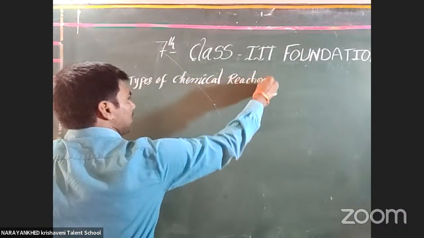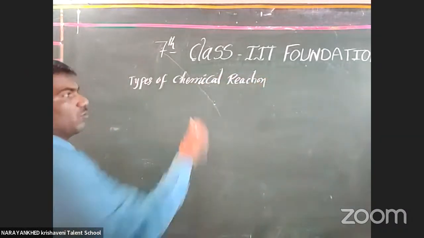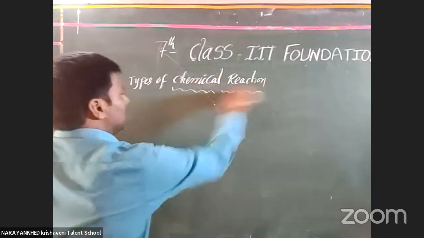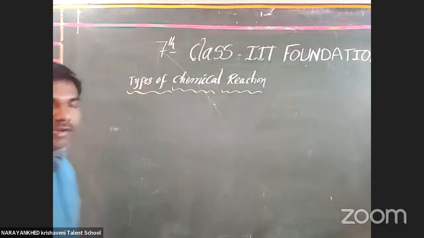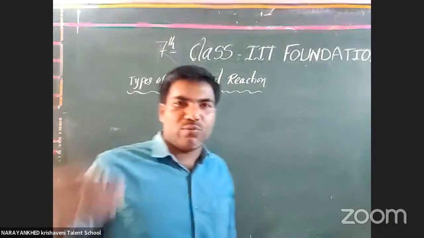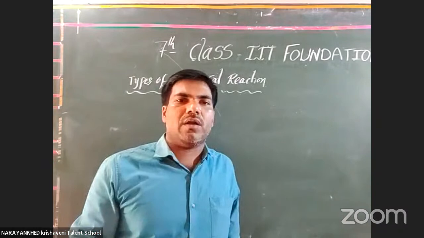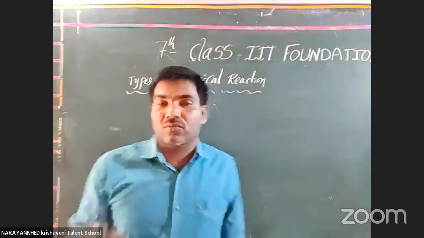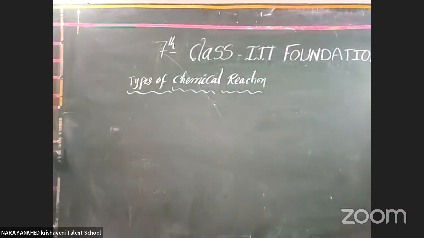Yes, there are different types of chemical reactions. You know very well what a chemical reaction is. Reactants react with one another and form a new substance. It is called what? A chemical reaction. Got it or not? What is a chemical reaction here?